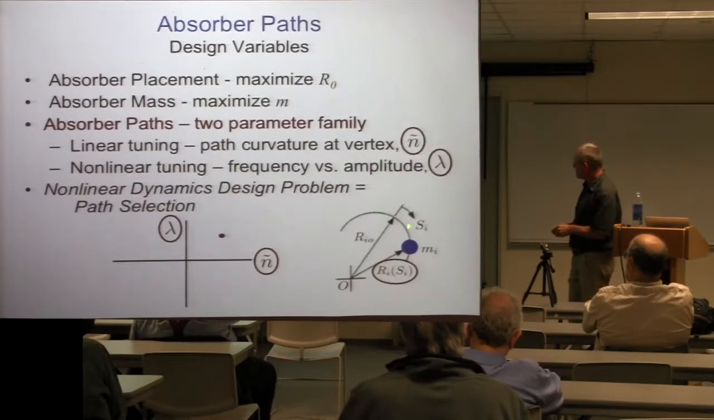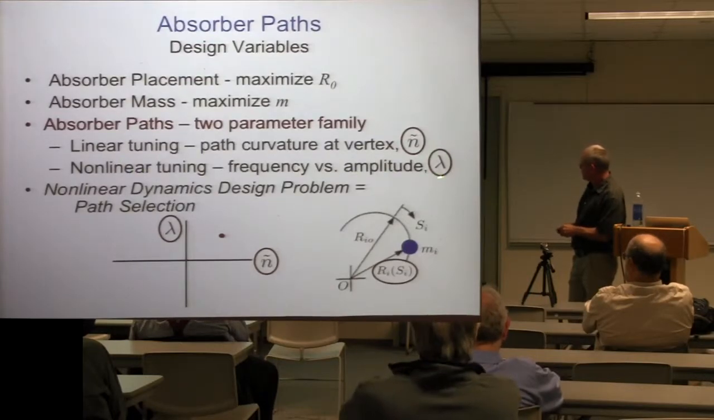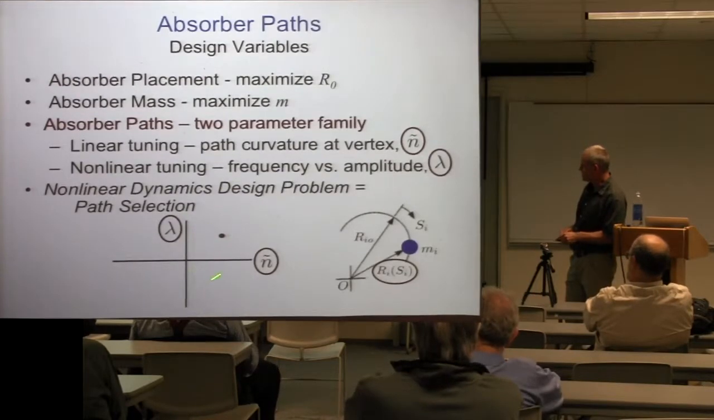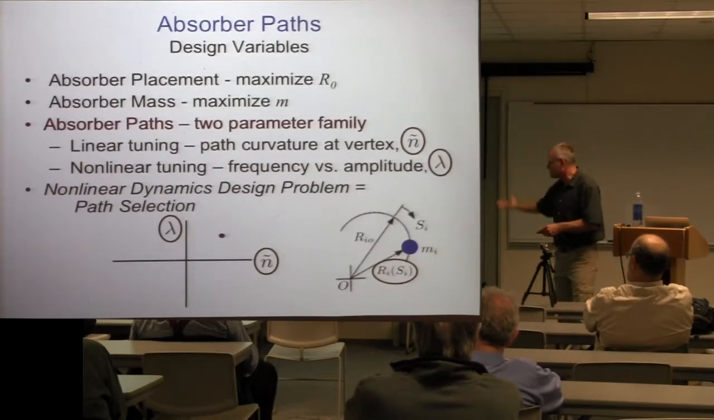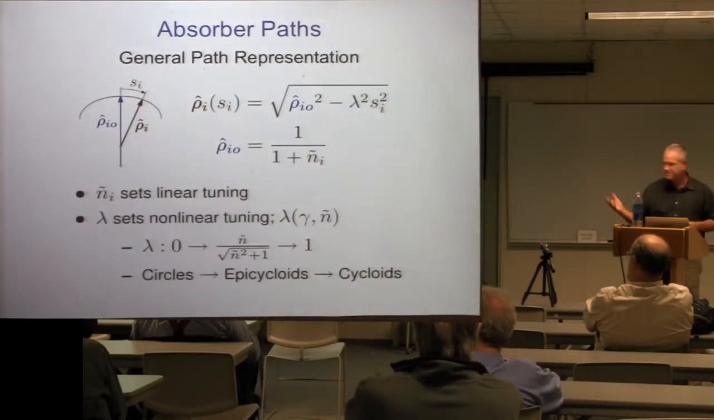But essentially, the curvature of this path at its vertex tells you the linear tuning order, this n tilde. But I'm interested in nonlinear tuning, which means how the path depends on large amplitudes. And I'll give you a formulation for this in a second. So for the path selection, I'm looking at a point in this parameter space, and I want to know, how does the system behave? How good does the absorber work? What's its stability? And all these things as I pick this up. And the way I attack this problem is by averaging.